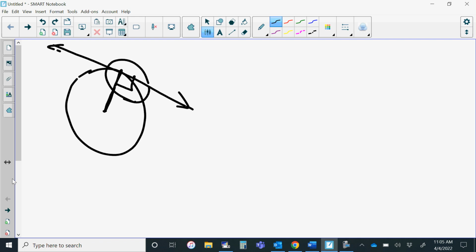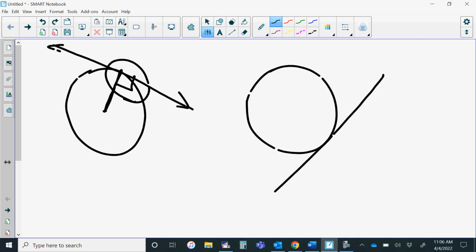The converse is also true. What does that mean? I give you a circle. I give you a line. I tell you that this is 90 degrees. What can you tell me about this line? It's a tangent line. That is called the converse. Yes, sir. Is the converse ever not true? Yes.